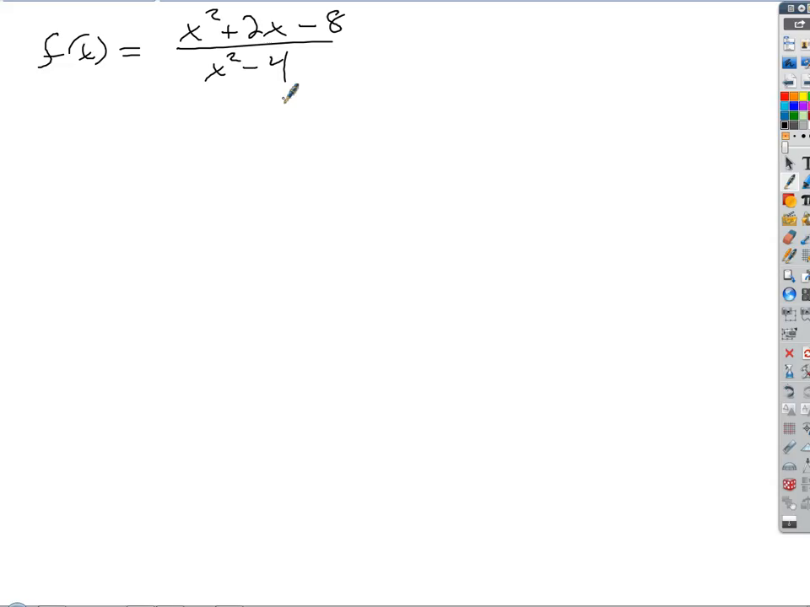Okay, I want you to do some stuff with this. I want you to find and characterize all of the discontinuities. And then we're going to take it one step further. In the vertical asymptotes, we want to know what's happening at the vertical asymptotes. And then maybe we can turn that into a sketch.